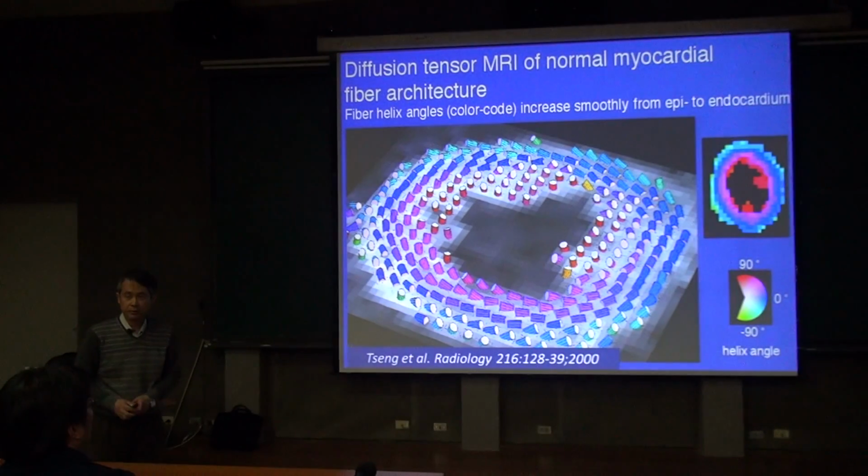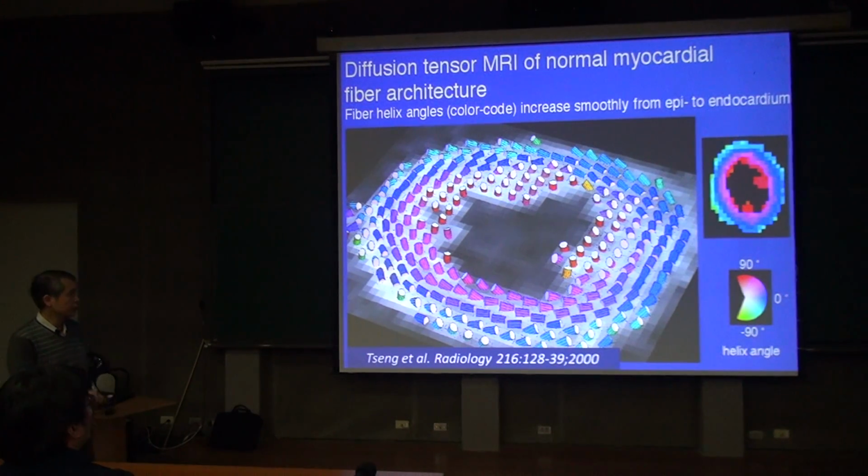And here I show you another application of diffusion tensor imaging in the heart. This is the heart. Okay. This is actually my work back in 2000, and this is the first diffusion tensor imaging in the living heart. Very, very difficult, but we made it.